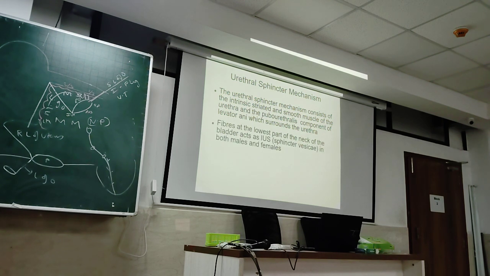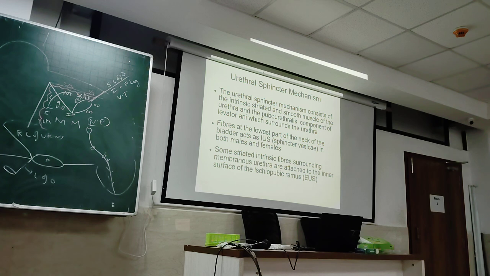Fibers of the lowest part of the neck of the bladder act as the internal urethral sphincter. Just so as not to confuse it with the external sphincter: the external sphincter is given the name sphincter urethrae, and the internal sphincter is called the sphincter vesicae. It is a part of the bladder neck, and that is also present in both male and female.